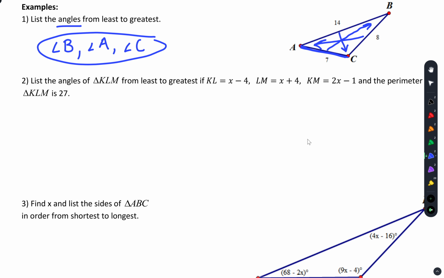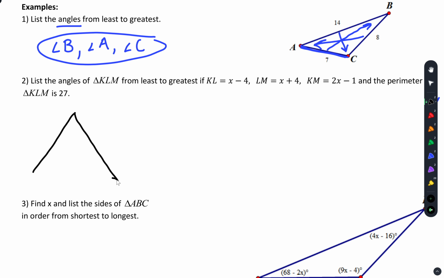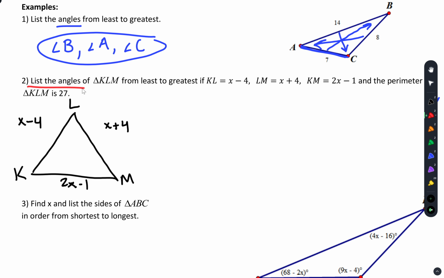I do recommend you start with a picture here. It helps. So I'm going to draw my triangle KLM. It literally does not have to look fancy. It's just a triangle. I know that this is x minus 4, LM is x plus 4, and KM is 2x minus 1. Now I need to figure out what are the largest sides, what are the smallest sides, because then my question asks me to list the angles from least to greatest. So pay attention to what it says in the problem, whether you're listing sides or angles. In order to list the angles, I need to know about the sides.